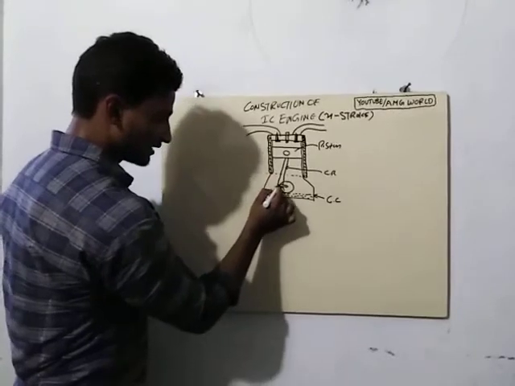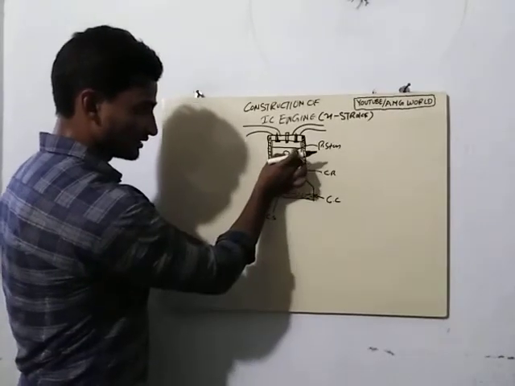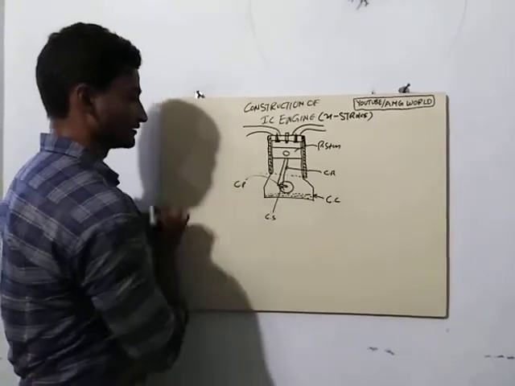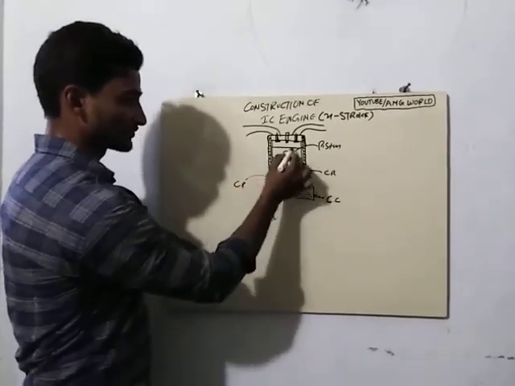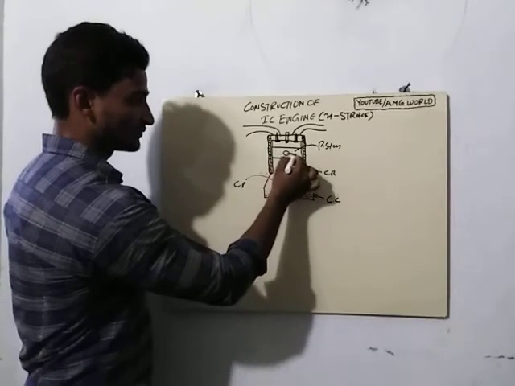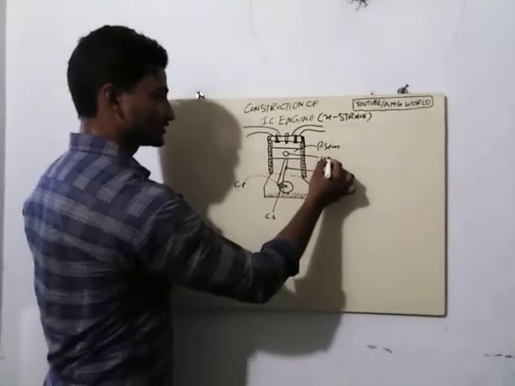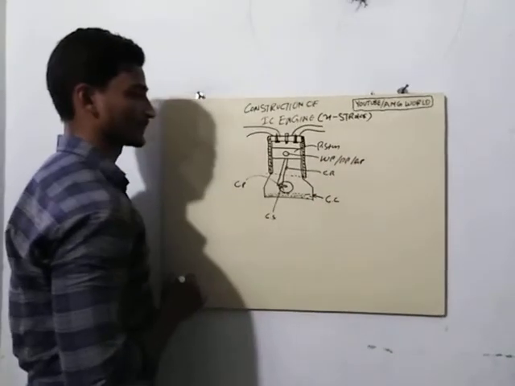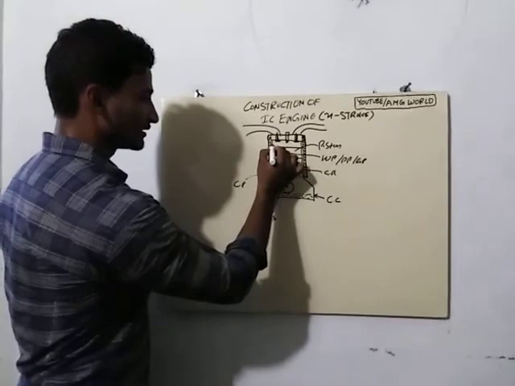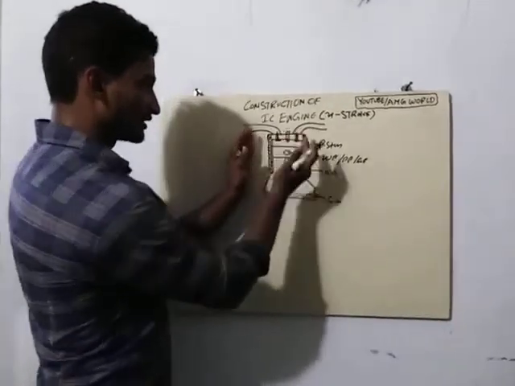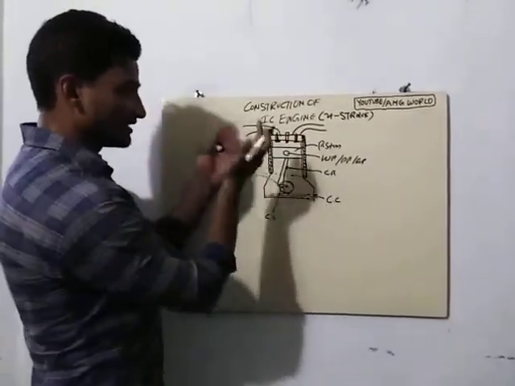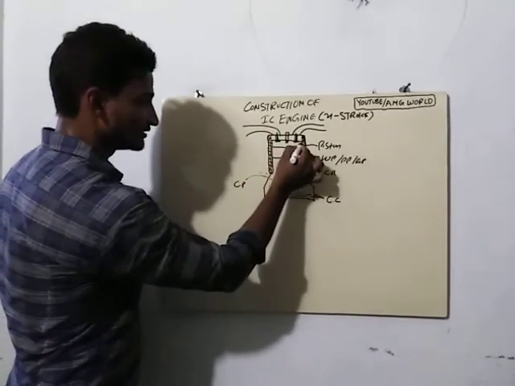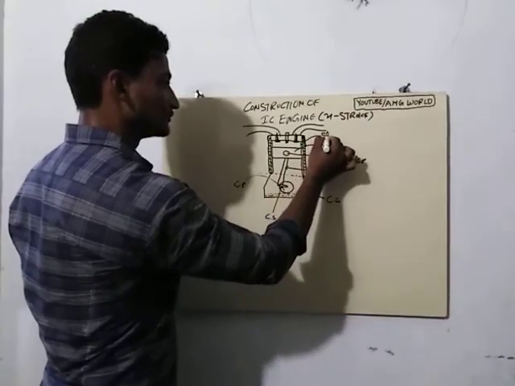And here the pin which holds the connecting rod with the crankshaft is the crank pin, and the pin connecting the piston and connecting rod is called the wrist pin, piston pin or gudgeon pin. So here, inside this cylinder, as I said, there will be a lining present, and this section is called the sleeve.